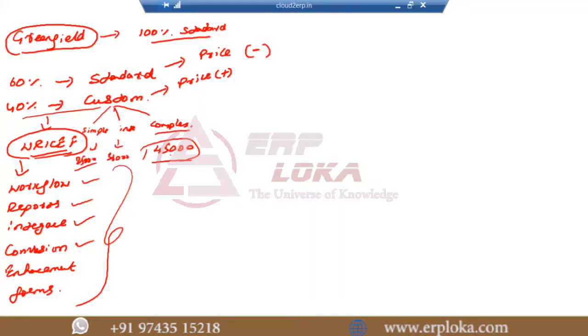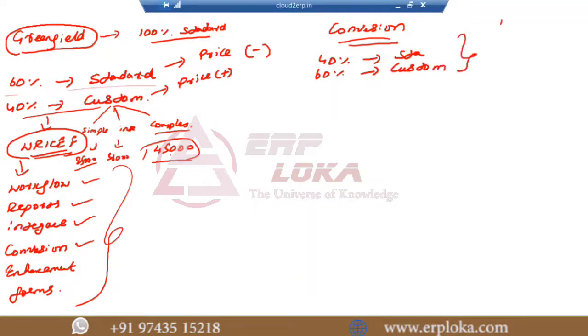So the standard price is different. What they have quoted is different. Upon that, they will have this custom. So whatever custom you require, you need to pay additional to the business. So that is the standard and custom division we need to go for in Greenfield. When it comes to conversion, here only 40% will be standard, 60% will be custom. So this is a budget constraint.